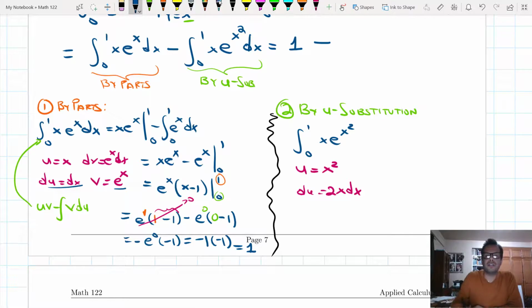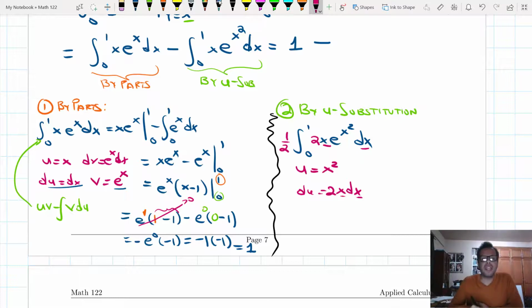Notice I'm missing the dx here. So we have the x dx. However, we're missing a 2. We can add the 2 right here, provided we divide by 2 out.